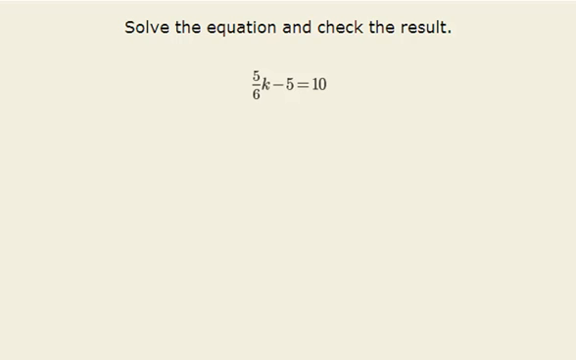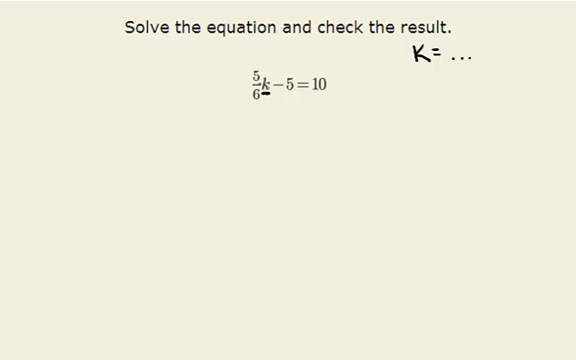Solve the equation and check the result. So in our equation, the variable we are solving for is k. Now in order to isolate k, we need to make the equation look like k equals whatever we end up with. So we're going to use some properties of equality in order to isolate the k on the one side of the equation and find the solution on the other side.